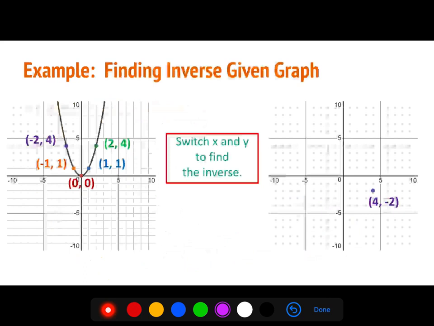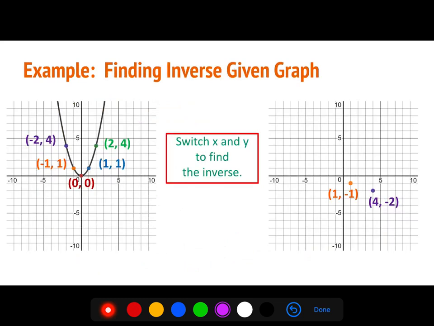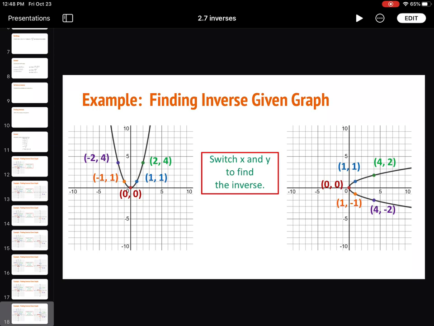Now we're going to do that with a graph, and this is pretty easy. Here's a nice parabola, and I have some points on it. Those are your nice little points. And to find an inverse, you switch x and y. So -2, 4 becomes 4, -2. -1, 1 becomes 1, -1.